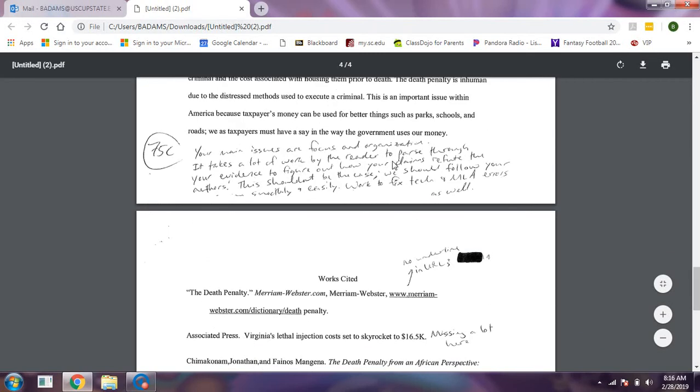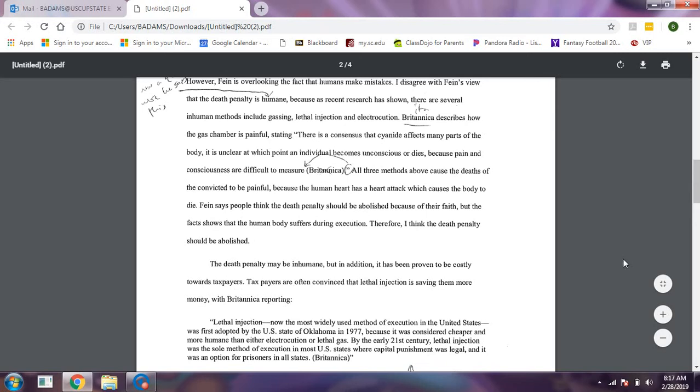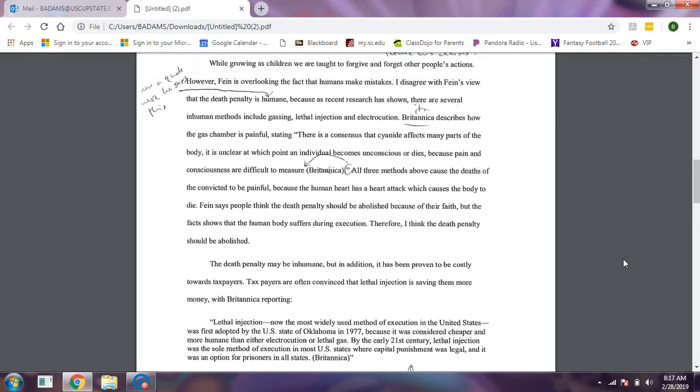It takes a lot of work by the reader to parse through your evidence to figure out how your claims refute the author's. So when I look at what he's said here, if I really think about it, I get it. Fine said, oh, it's an article of faith, not of facts. He has attempted to use these facts about how the death penalty might be painful in order to show, no, it's not faith, it is actually facts. But it's kind of hard to make sense of that. And also, he's not arguing that the death penalty should be abolished. He's merely trying to refute Fine's point, that it's not a matter of faith, it is a matter of facts.